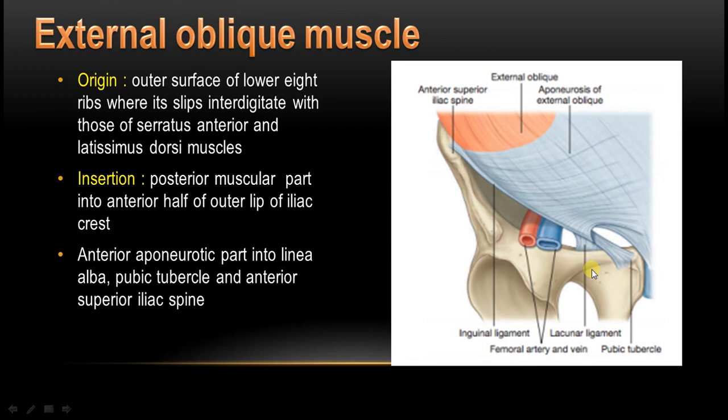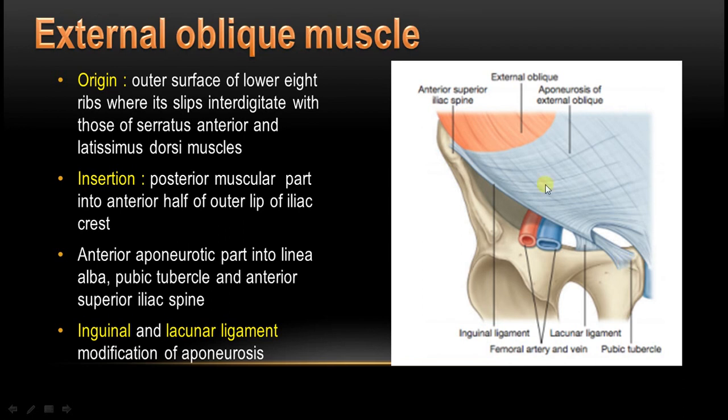We have three modifications. One modification is it sends a medial extension, which is called the lacunar ligament, to the pecten pubis, and you also have a reflected part of the inguinal ligament. Then you also have the pectineal ligament. We will again see that in the inguinal region. So just remember, the inguinal ligament is a modification or thickening of the external oblique aponeurosis.